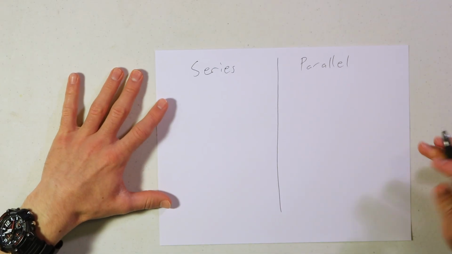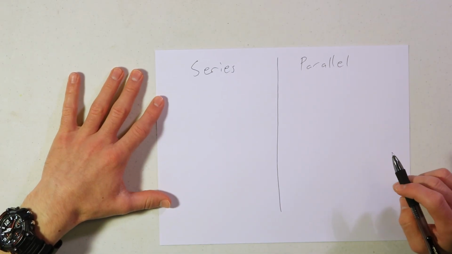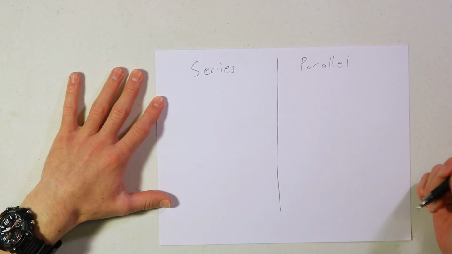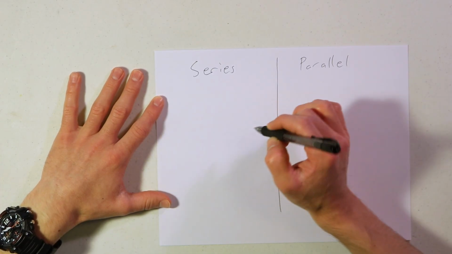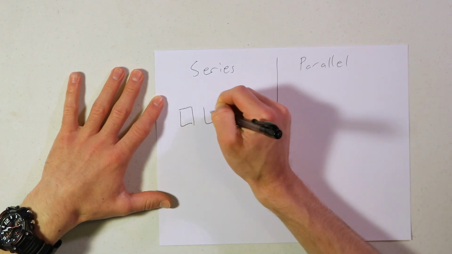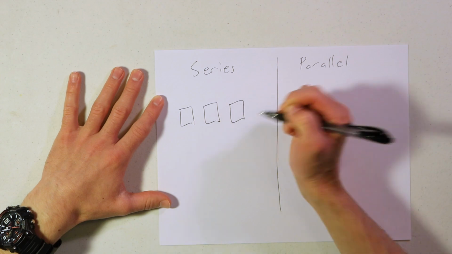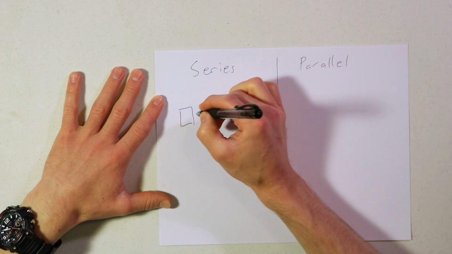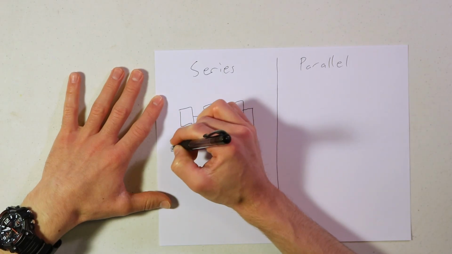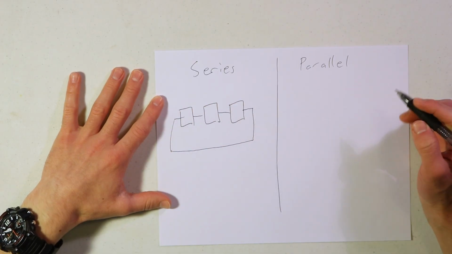So a series circuit is really just what it sounds like. It's a bunch of components connected together in series or in sequence so that the current just flows from one to the next to the next to the next. So we can draw this here. We'll have one component, another component, and another component, and we'll just connect them one to the other and then back around and form a complete loop.